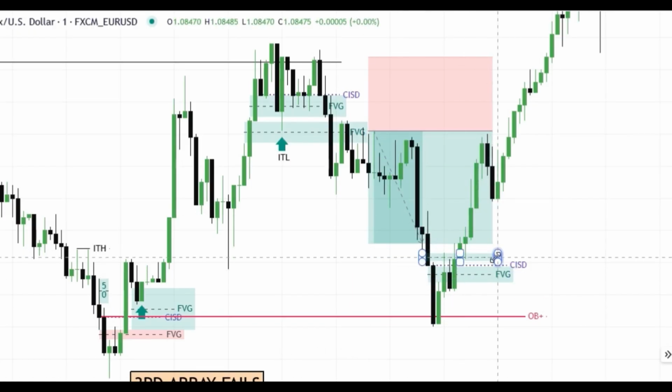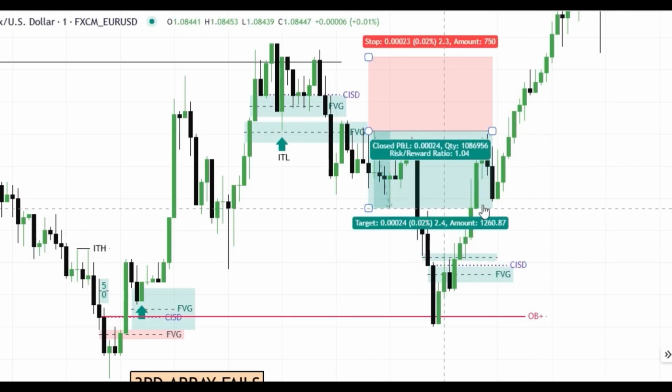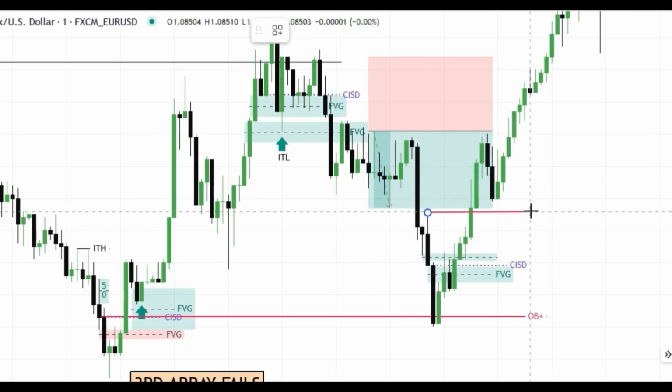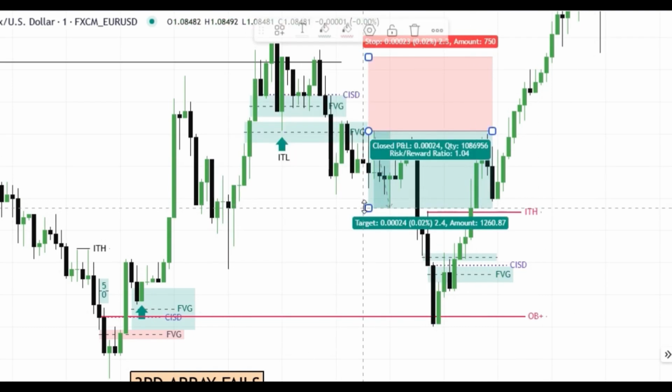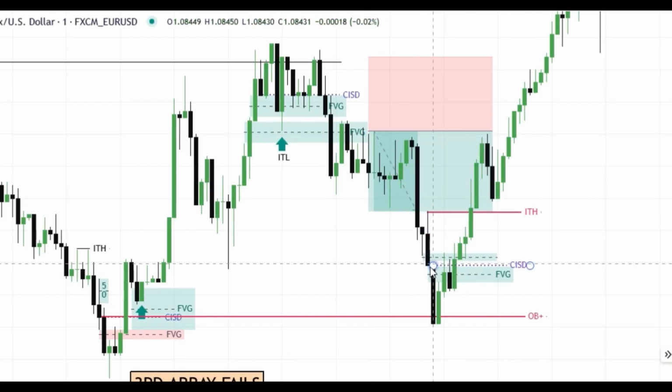Why? Because another PD array failed here, which was a long shadow, wick. Why should you close it here? If you didn't close it before, please close it here, because this is an intermediate term high. Just take a 1 to 1 and secure it. It's a 1 to 1 trade with a small spread.